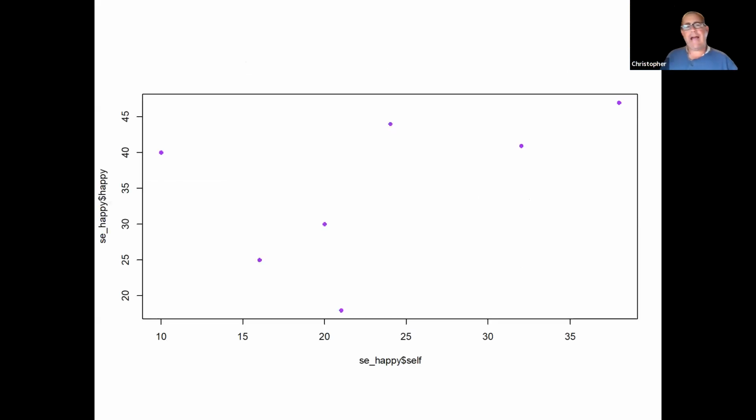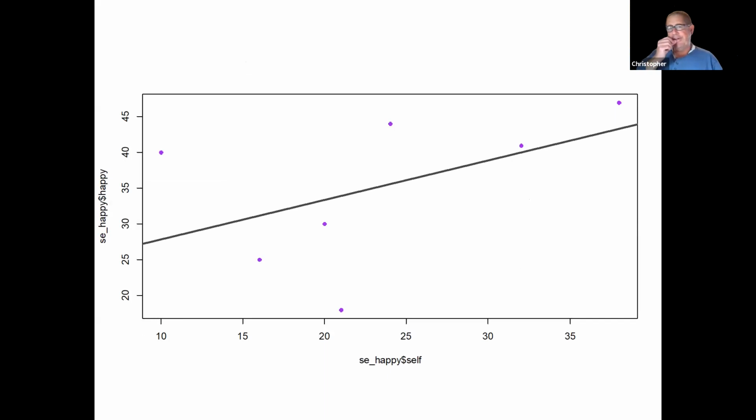And if you look at a graph here, once we put a line in here, you can see that people with higher self-esteem tend to have higher happiness scores. That doesn't mean it's the same for everybody. We've got somebody over here with moderate self-esteem, but very low happiness. So it's not going to apply to everybody, but the general pattern is that positive relationship.